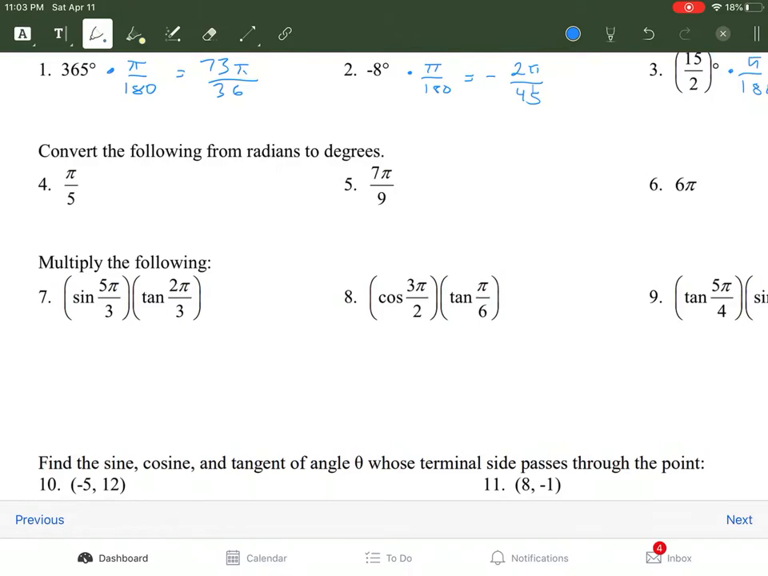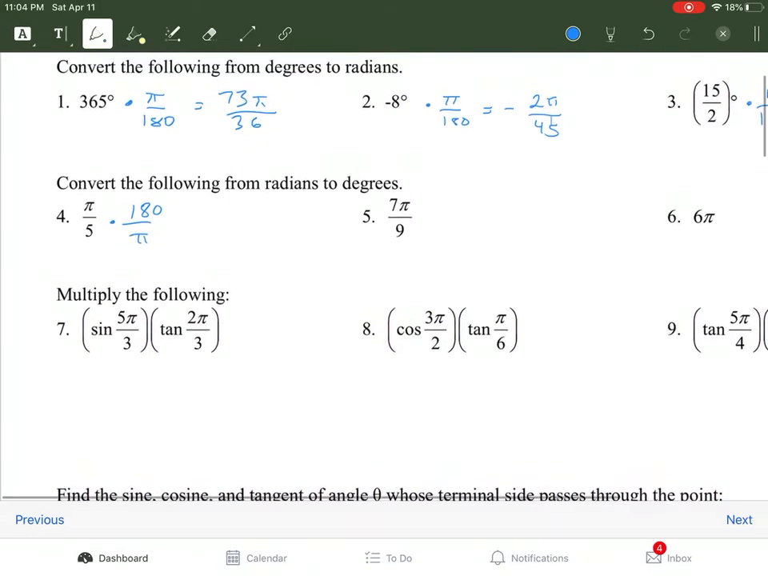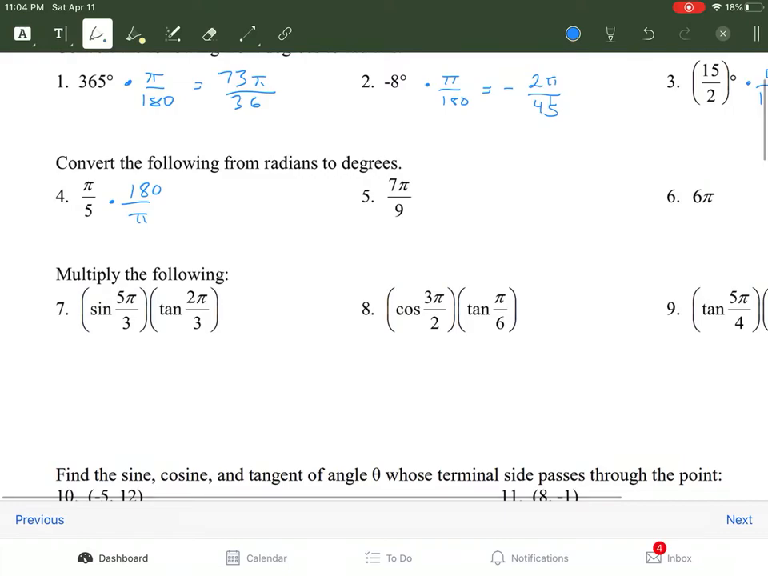If you want to go in reverse, if you want to convert a radian to degrees, you're going to do the reciprocal of what we just did up top. You're going to multiply by 180 over pi. So you have 1/5, or actually you can just do 180 divided by 5. The pi's cancel out and you will get 36 degrees.